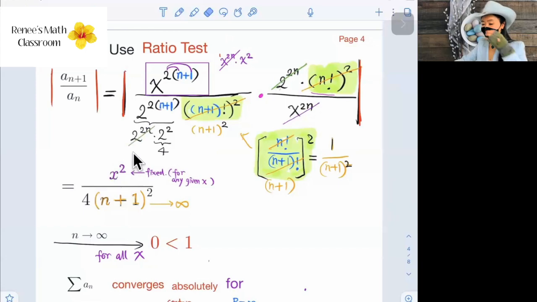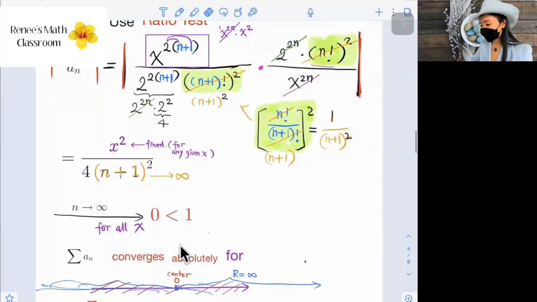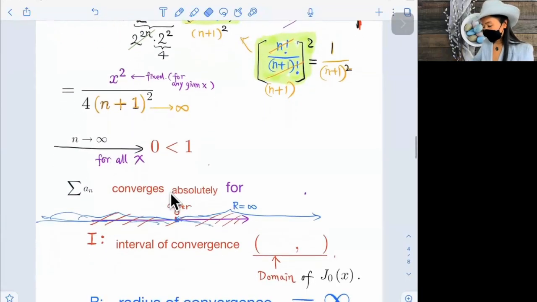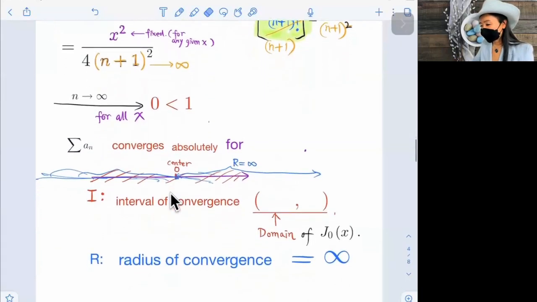And then remember here, for any fixed x, any given x, x squared is fixed. But then as n goes to infinity, the denominator goes to infinity. So this whole thing goes to 0, which is less than 1. By the ratio test, we see that the series is going to converge for all x, because for any x, this is going to go to 0. Okay, so for all x. So the series converges for all x.